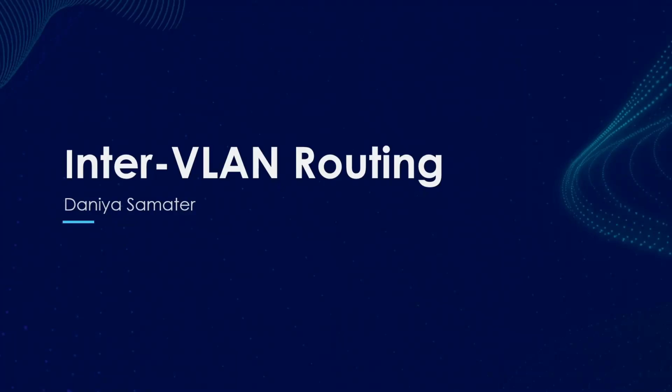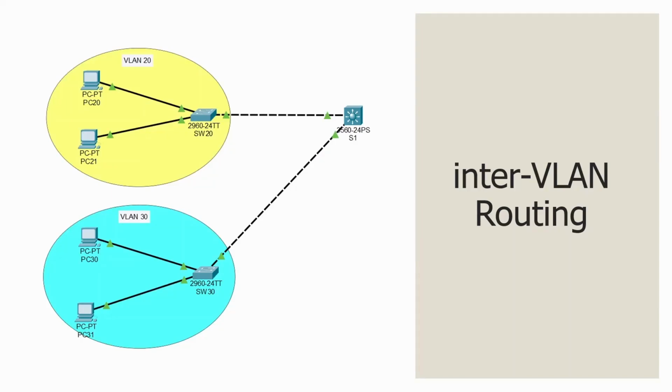Hi everyone, welcome back. In this video, I'm going to show you how to build this network from scratch in Packet Tracer. We have got two switches and two VLANs, and we're going to get them to ping each other using a layer 3 switch. I'll walk through everything step by step so you can follow along, and let's get started.